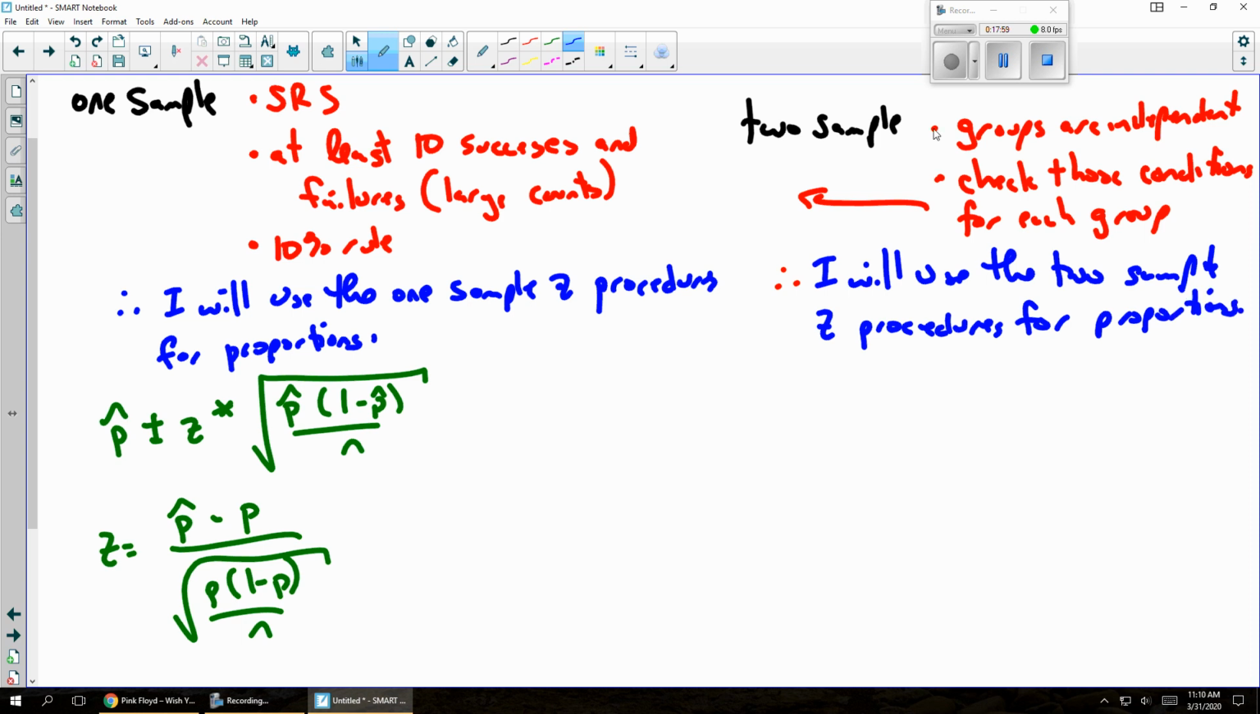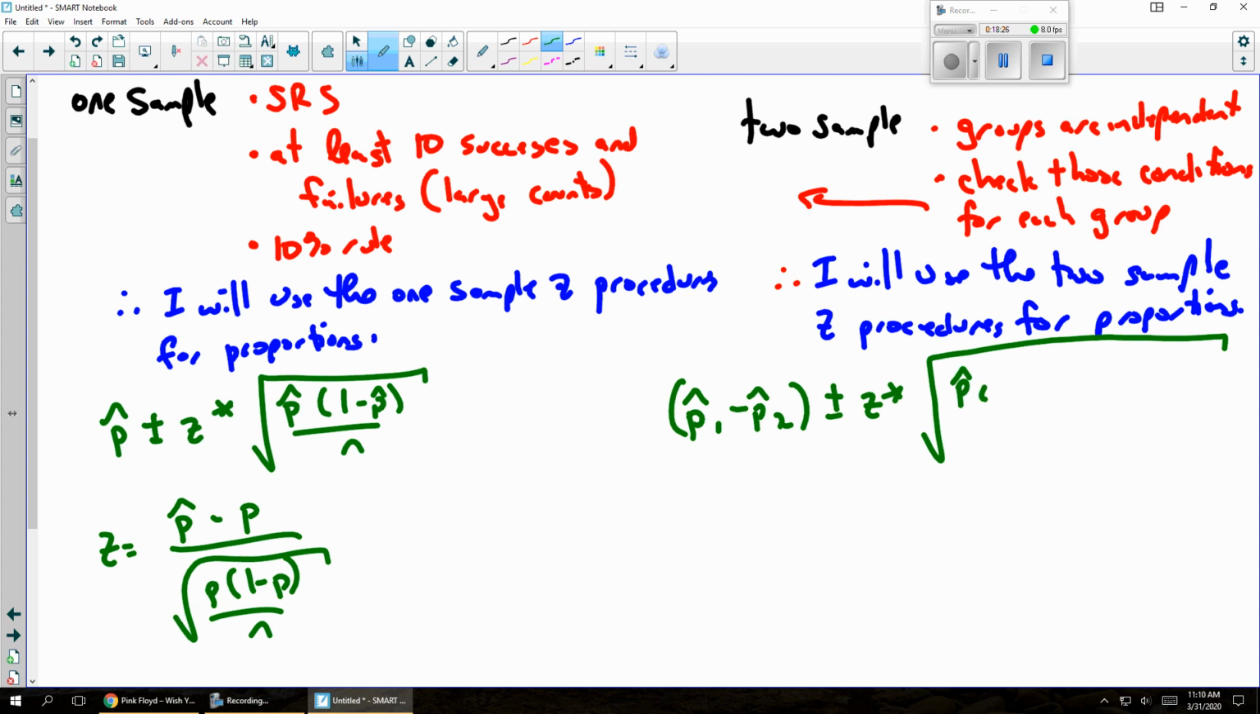Remember, there's no degrees of freedom here because these are Z problems, not T problems, so I don't have to worry about degrees of freedom. And my formula now is going to look like this, just like before. It's the estimate, plus or minus a critical value, times the square root of p hat 1 times 1 minus p hat 1 all over n1, plus p hat 2 times 1 minus p hat 2 all over n2. Write that a few times because it looks a little tricky and it's easy to get confused.